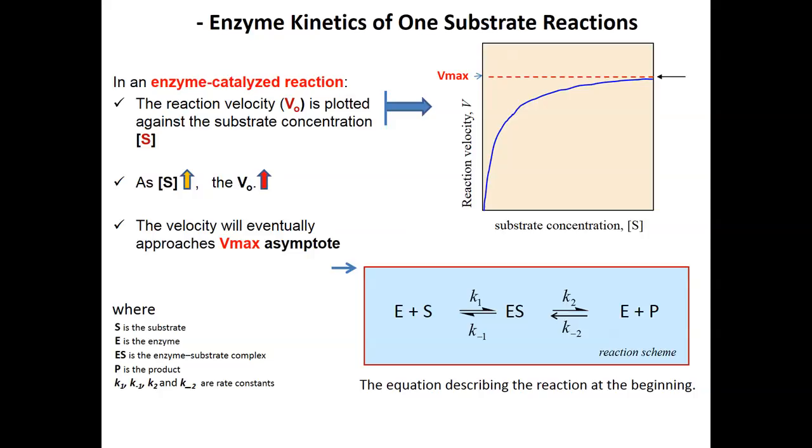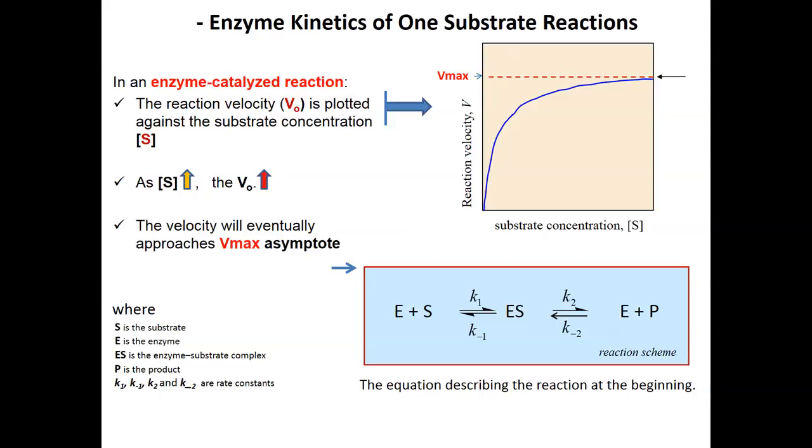You keep adding substrate, but you cannot go beyond a certain point. What's going on? It's like in your car, you push the accelerator all the way down, but you can only go to a certain speed. Once you reach that, you can't go any higher. What is that? Vmax, right? That's your maximal velocity, your maximal speed. You can add substrate concentration as much as you want, you will not go beyond that, okay?